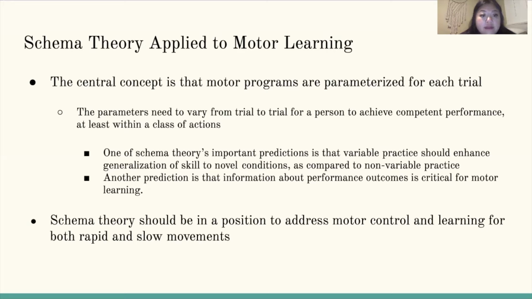One of schema theory's important predictions is that variable practice should enhance generalization of skill to novel conditions as compared to non-variable practice. Another prediction is that information about performance outcomes is critical for motor learning. Schema theory should be in a position to address motor control and learning for both rapid and slow movements.